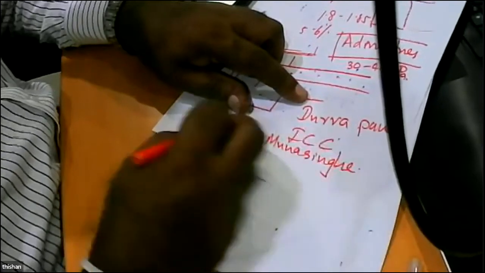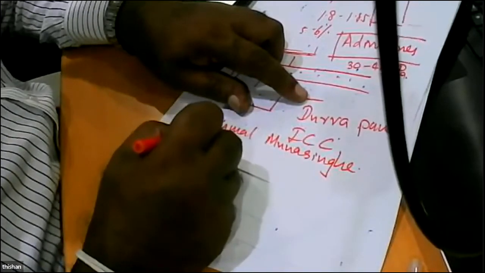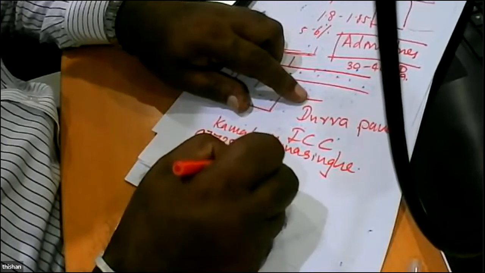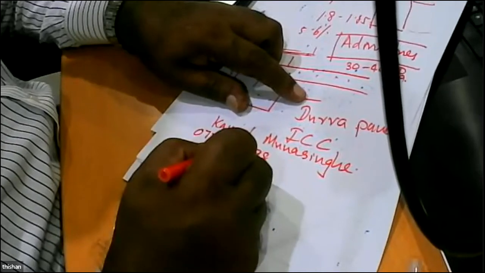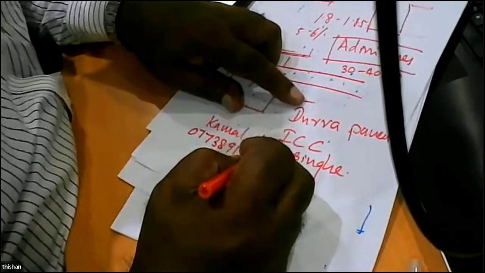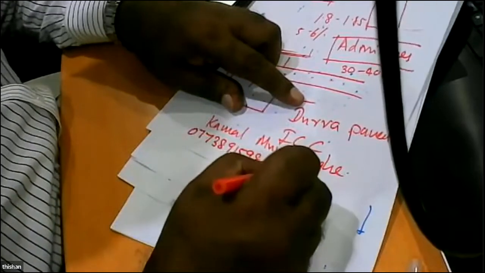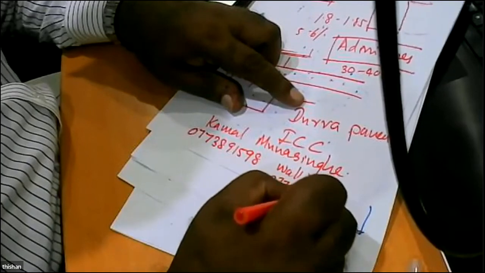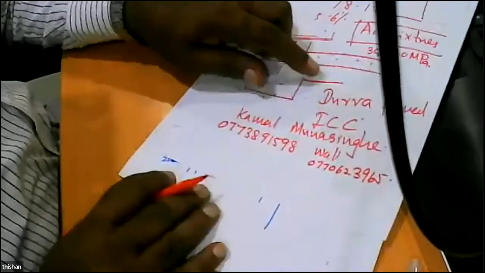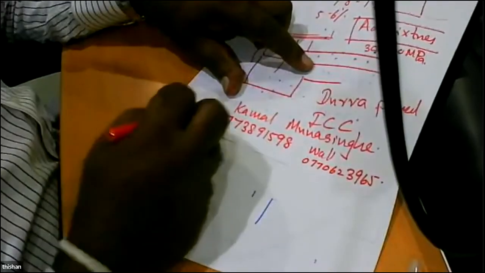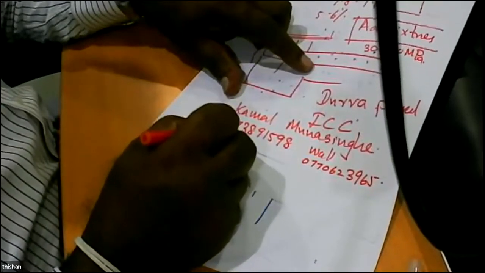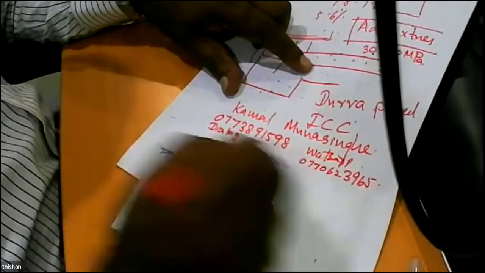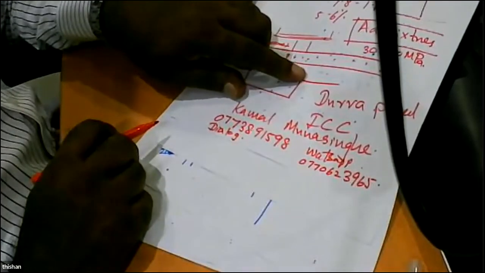Mr. Kamal Munasinghe, his normal number is 07-389-1598. And his WhatsApp number is 07-062-3965. He has two numbers. His normal number, the Dialog number, is this. He uses a different number for WhatsApp. So those two numbers are there.